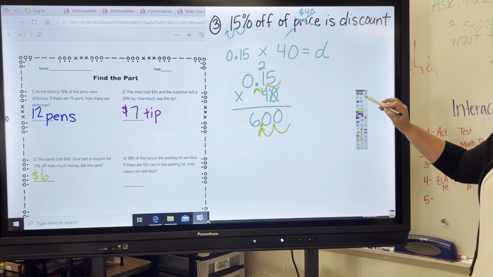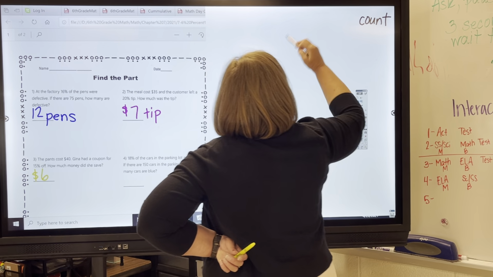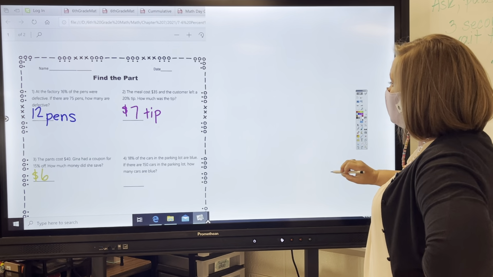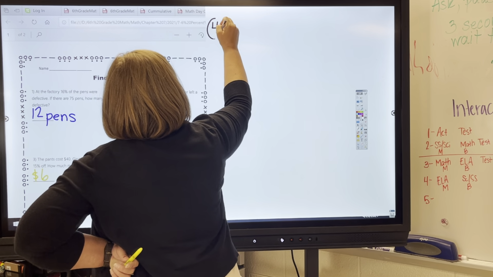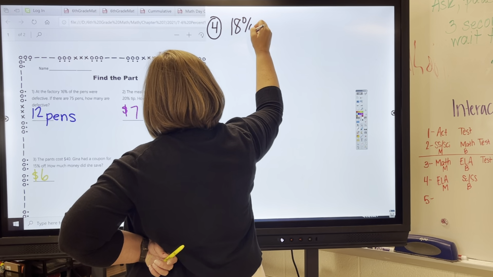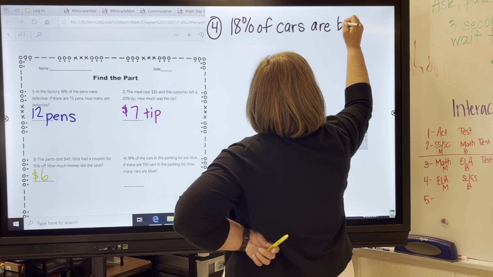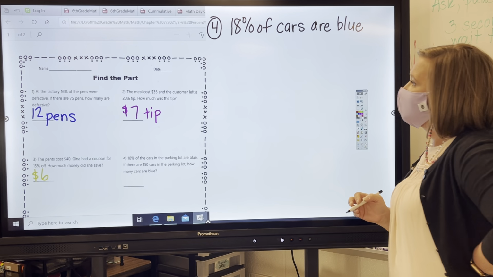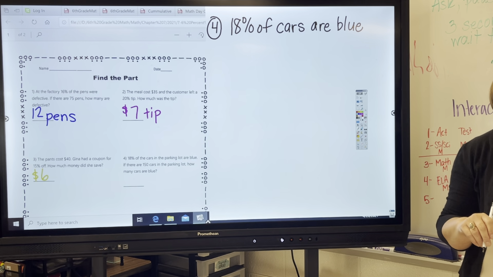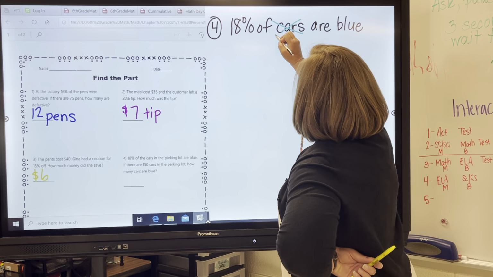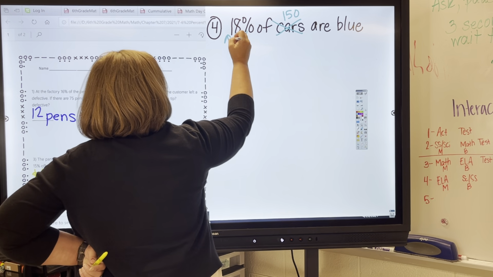Number 4. 18% of the cars in the parking lot are blue. If there are 150 cars in the parking lot, how many cars are blue? So we've got 18% of the cars are blue. It tells us 150. What does 150 tell us? The amount of cars. So what am I going to have to do with 18%? Make it a decimal.